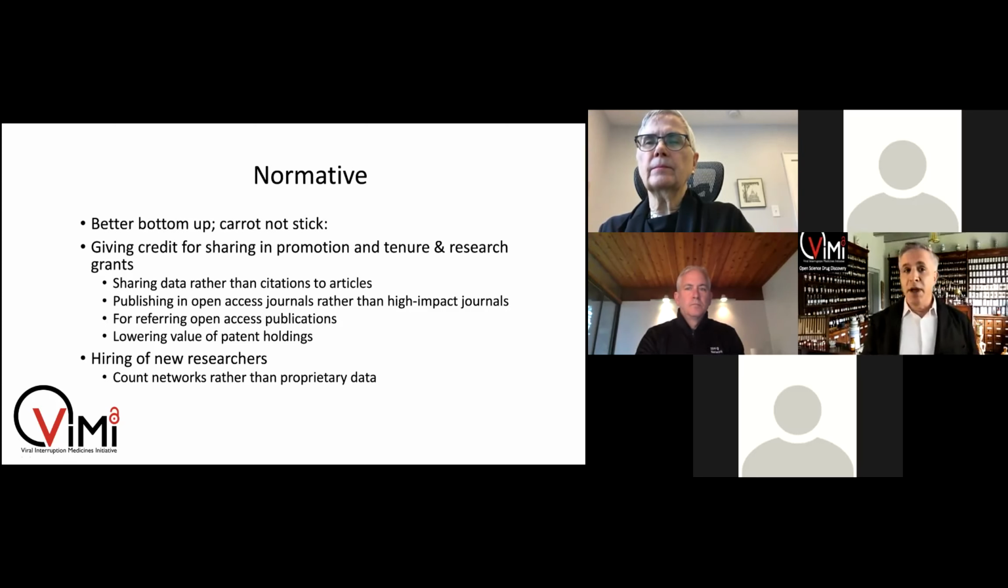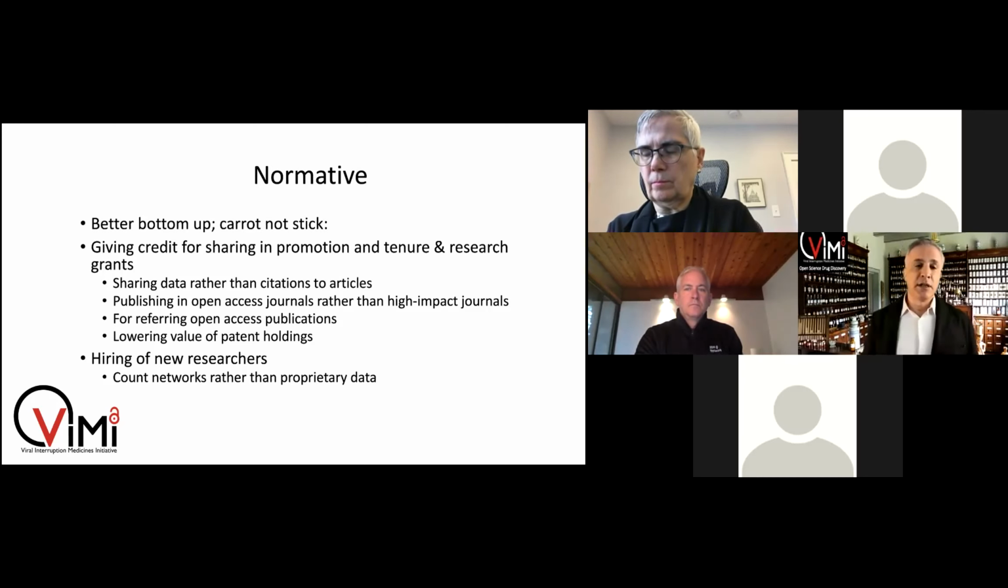We need to think about this, particularly in respect of promotion and tenure decisions and research grants. How do we acknowledge and measure the amount of sharing I've done? How do I get rewarded, and how is that taken into account? We need to develop norms about that at the university level, the department level, but also within our research councils.